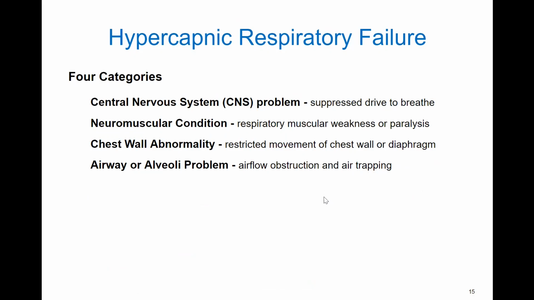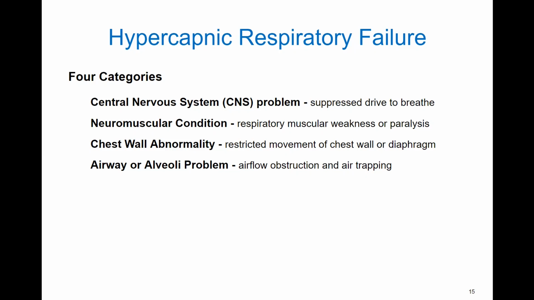Hypercapnic respiratory failure can be from overproduction of CO2 or decreased ventilation of CO2 out of the lungs. There are 4 mechanisms that can cause this. A central nervous problem like brain injury or drug overdose that suppresses the CNS. A neuromuscular condition that causes muscle weakness or paralysis, right? You need your muscles to work to breathe, like your diaphragm, which is a muscle. Again, if you're not taking a deep enough breath, you won't be ventilating, so you'll be retaining CO2.